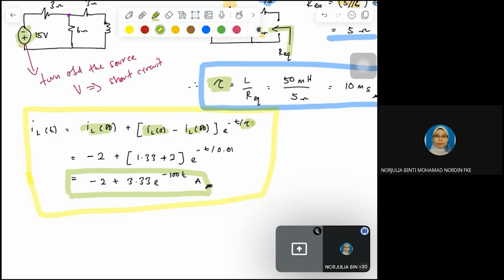From where did I get the 100? It's from 1 over 10 milli. So I write it down: this 100 is 1 over 10 milliseconds.